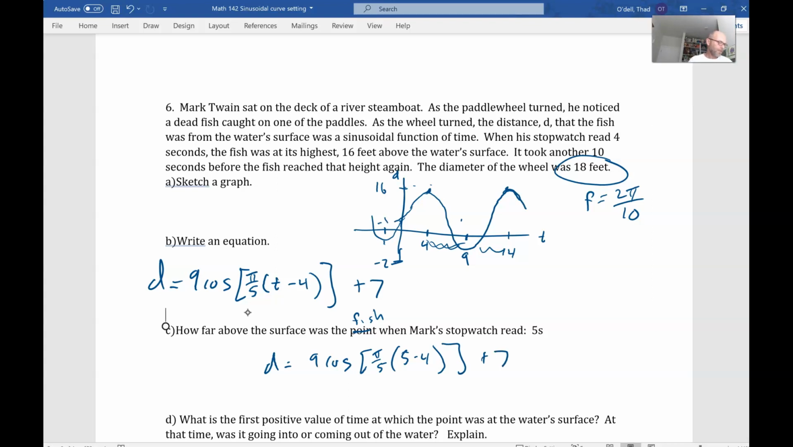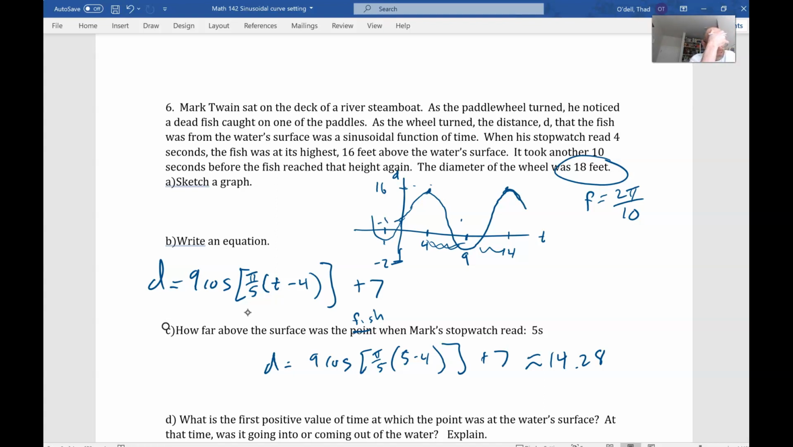9 cosine, of course 5 minus 4 is 1, so it'll just be cosine of pi divided by 5. And that's 7.28 plus 7. So I get roughly 14.28. So 5 seconds into it, the fish is 14.28 feet above water, because we're thinking of positive d's as above water and negative d's as below water.